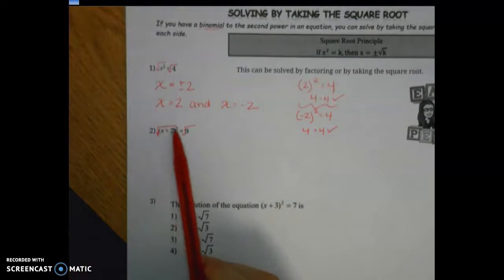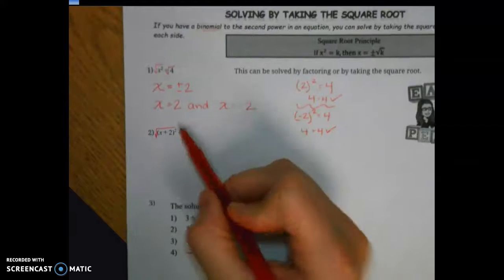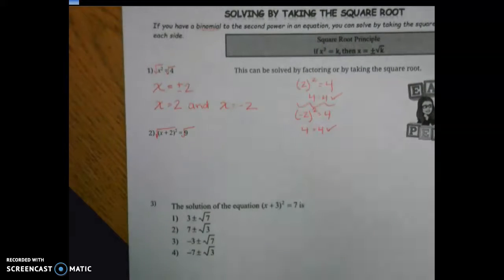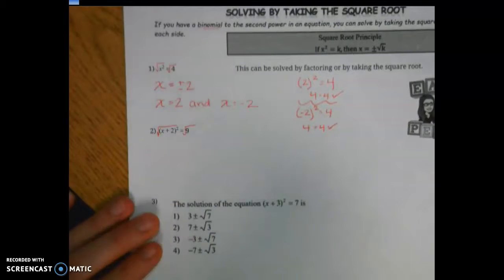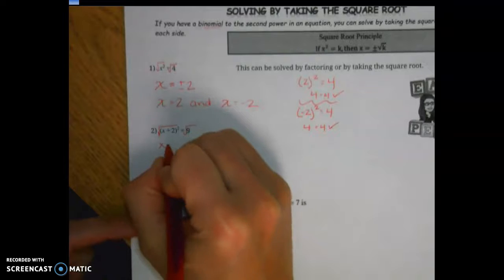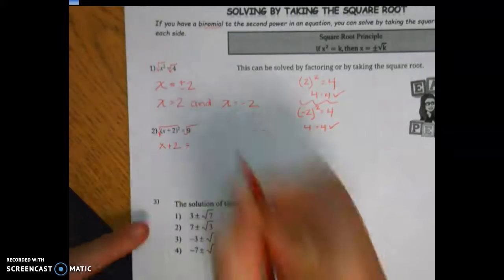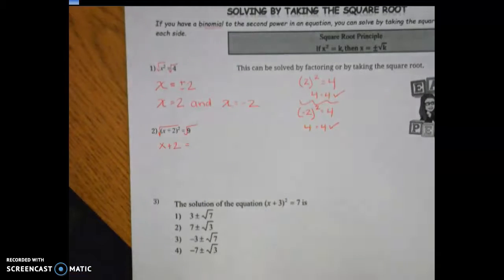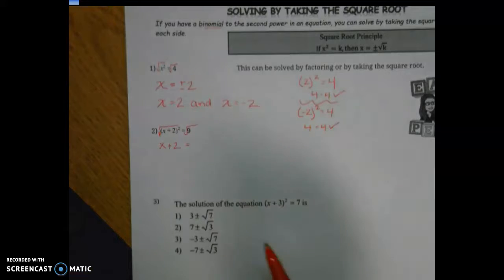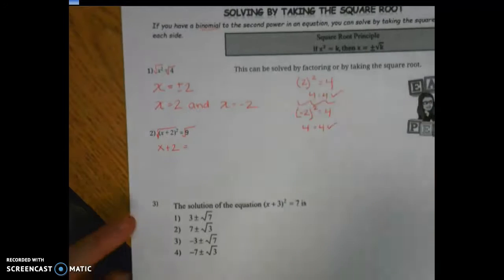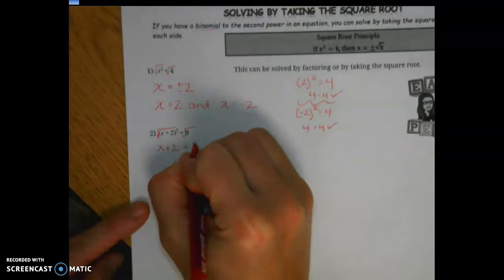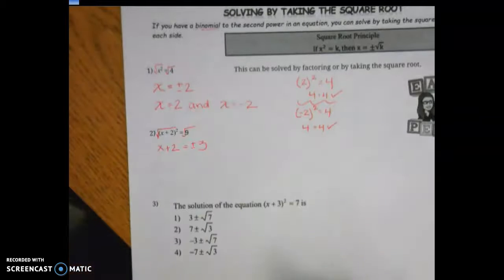Since this square is over the entire set of parentheses, the 2 and the square root are just going to undo each other, and I'm left with whatever's in the parentheses. So in this case, it's x plus 2 is equal to, and then you can do the square root of 9 on your calculator, on Desmos or whatever calculator you're using, and you should get 3. But we know from the square root principle that it's not just positive 3, it's positive and negative 3.